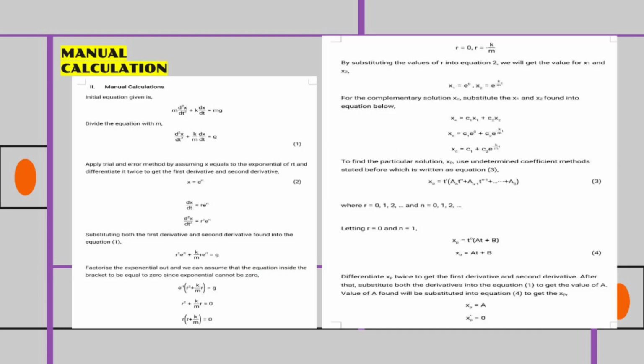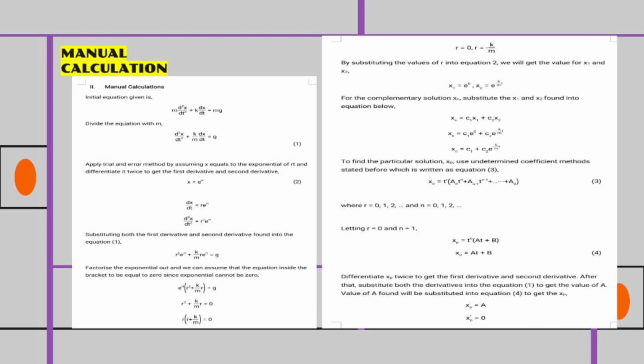The initial equation given is m d squared x over dt squared plus k dx over dt equals mg. First, divide the equation by m to get equation 1. After that, we apply the trial and error method by assuming x equals exponential of rt and differentiate it twice to get the first derivative and second derivative. After that, we substitute both derivatives into equation 1.